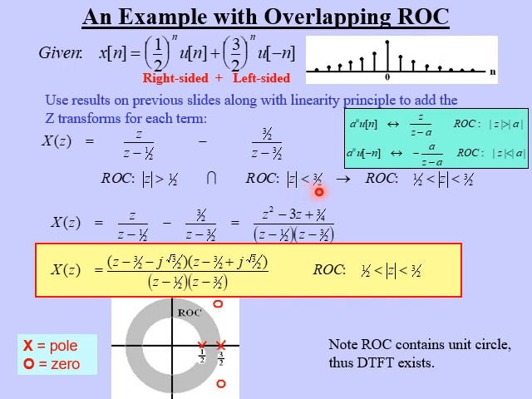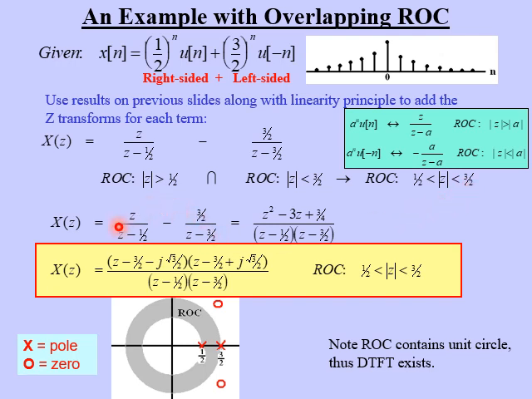Now, this is similar to what we did in Chapter 9. When we have two regions of convergence, we have to make sure that the overall region of convergence satisfies both of these conditions. In other words, the overall region of convergence has to be the intersection of these two regions of convergence. So this leads us to our result. The region of convergence is that the magnitude of z has to be in between 1/2 and 3/2. And we'll plot this shortly.